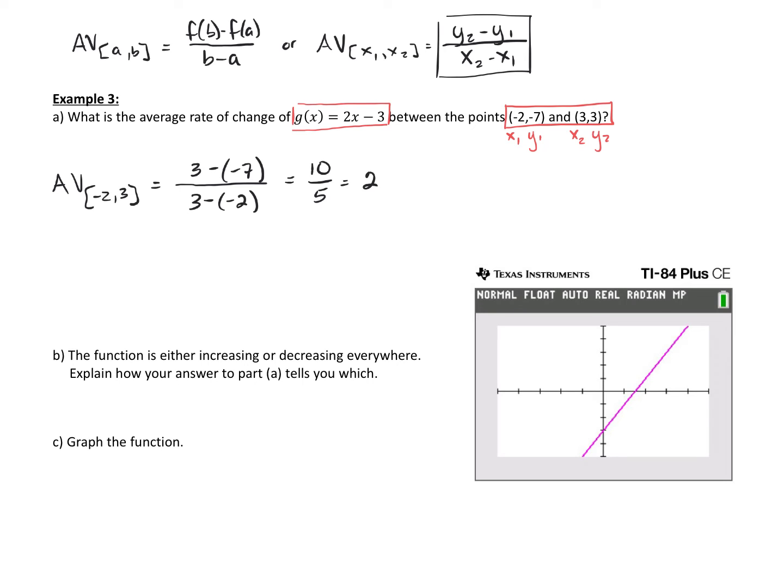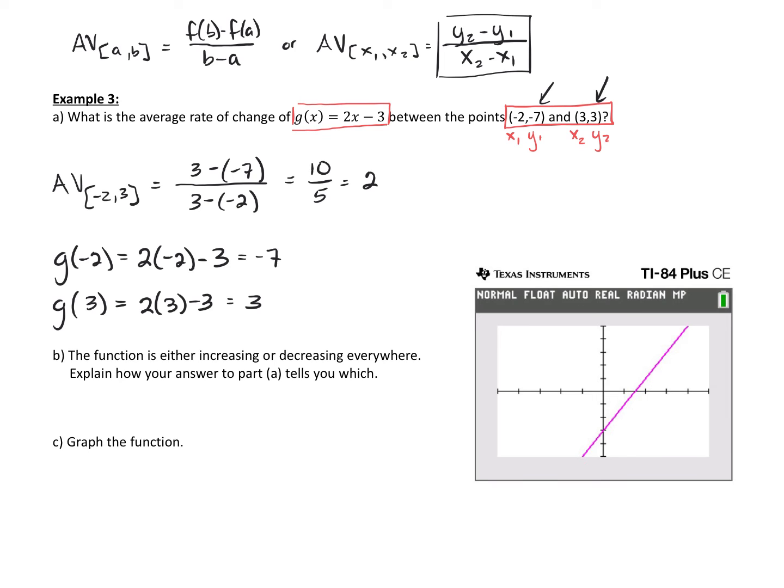Now, if you want to double check to make sure that when x is -2, g of x or y is in fact -7, you can just substitute it into the equation and you'll see that we get, so what's that, -4 minus 3? Okay, we get -7. And again, you can double check if you want to. Substitute 3 into the function. So when x is 3, 2 times 3 minus 3, you'll see that that's how we got those output values here in the points, okay?